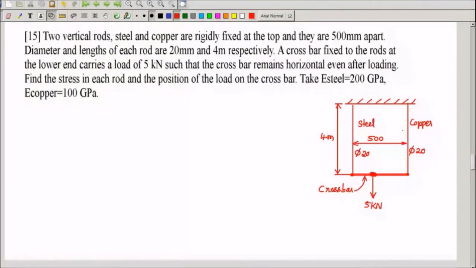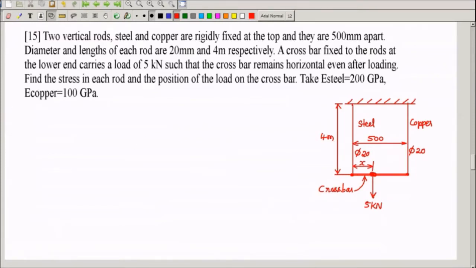Both the vertical members, if they are made up of same material, let us say steel, then I should have placed this 5 kilonewton load at the center exactly, because both the members will deform to the same extent. But steel and copper, they deform to a different extent. So if you apply the load at the center, the crossbar will not remain horizontal because of difference in deflection. So now we have to find out what is this distance x such that the crossbar remains horizontal. Find the stress in each bar and the position of the load on the crossbar. Means x we have to find out, and what is the stress in steel and copper bars we have to find out.